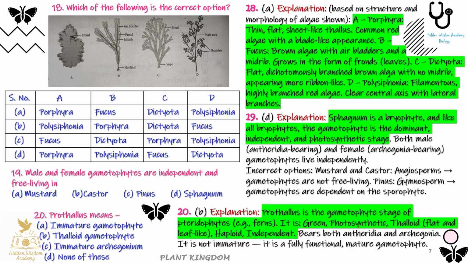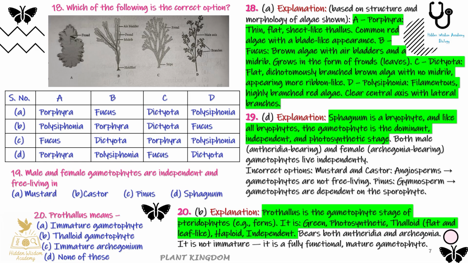Question 18. Which of the following is the correct option? Let's carefully observe the images. Let's check the options now. Option A: A, Porphyra; B, Fucus; C, Dictyota; D, Polysiphonia.